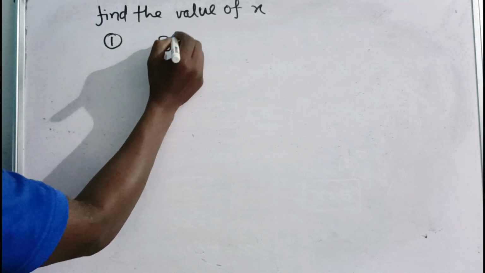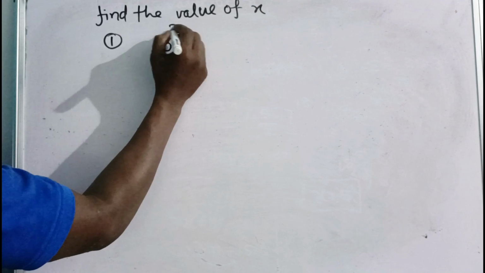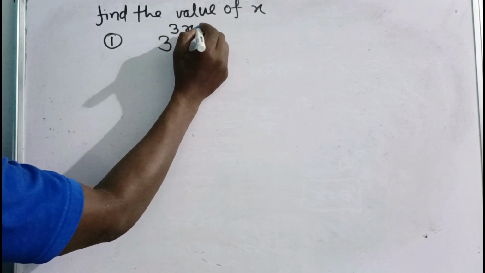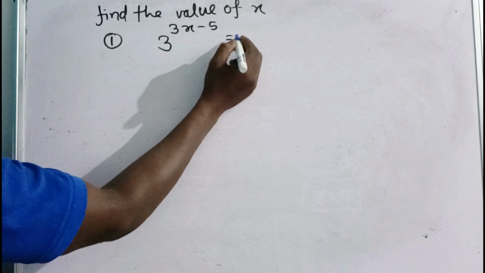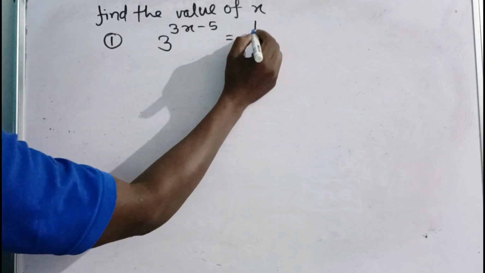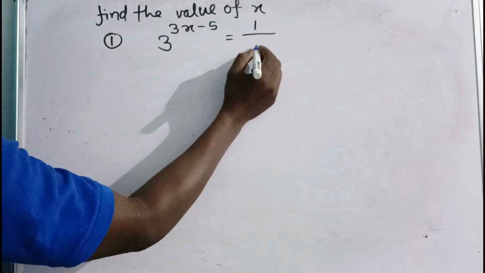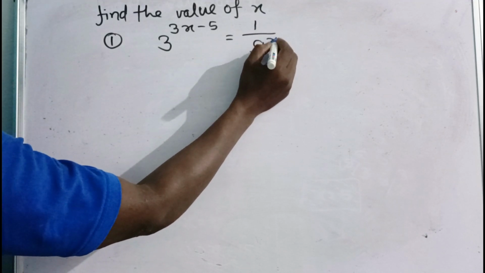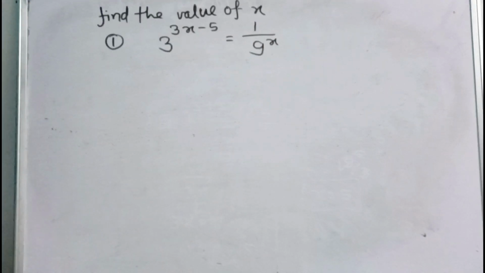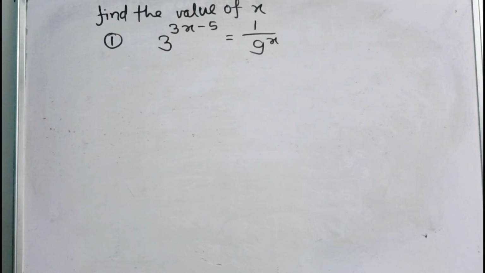Three raised to the power 3x minus 5 is equal to 1 upon 9 raised to the power x. Now इसको कैसे सॉल्व करेंगे?